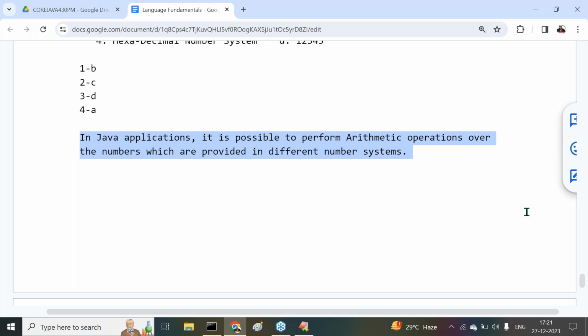First of all, tell me, what are the various arithmetic operations? Addition, subtraction, multiplication or division. These operations we can perform over numbers which are in different number systems. Then how does it work? Now observe carefully. Try to understand this example code.